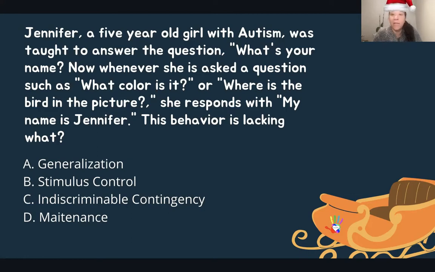And then there's maintenance, meaning she didn't maintain the behavior. Now, I could see how this could be confusing, because you could say, well, she learned it, but she didn't really maintain it. But that's not the case here, because she probably didn't really learn it in the first place, number one. And really, it's not talking about the fact that she lost the skill. It's talking about the fact that she's engaging in it even when the SD is not present. So you're going to be looking for stimulus control if you get a question that looks like this.